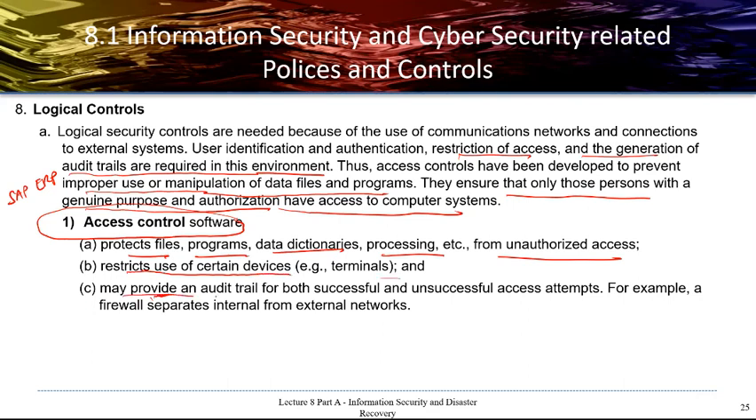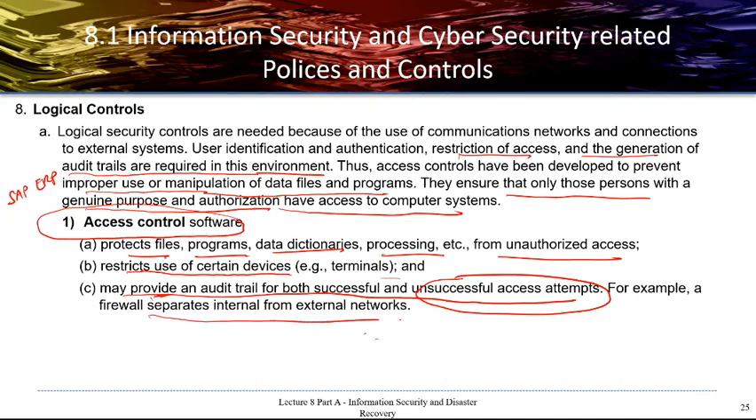It may provide an audit trail for both successful and unsuccessful access attempts. You should provide the audit trail not only for successful access attempts, but also unsuccessful ones, because when hackers or somebody want to breach those controls, they try so many times. With the unsuccessful attempts, you can question those internal employees about why they attempted that. What is the reason?